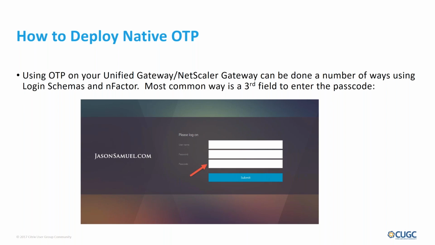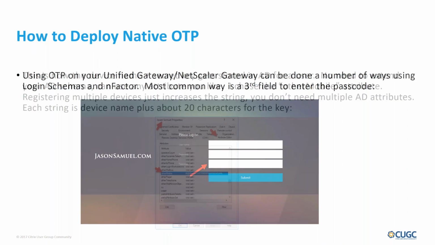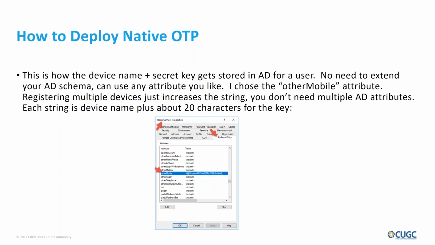Now, using OTP on your unified gateway or NetScaler Gateway can be done in a number of ways, using login schemas and nFactor. The most common way, of course, is to just add a passcode field right there on the first login page. I have some companies where they've wanted username and password first, and then they want the passcode on the next screen. So there are ways to chain it together and put it anywhere you want using the power of nFactor.